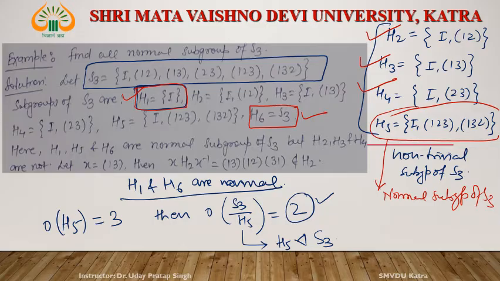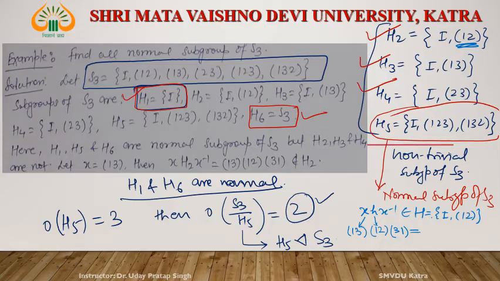Consider H2, which is I and (1 2). Now, if it is normal, then X H X inverse belongs to H. And what is H? H is I and (1 2). Let X be equal to (1 3). Then H is (1 2), and X inverse is (3 1).